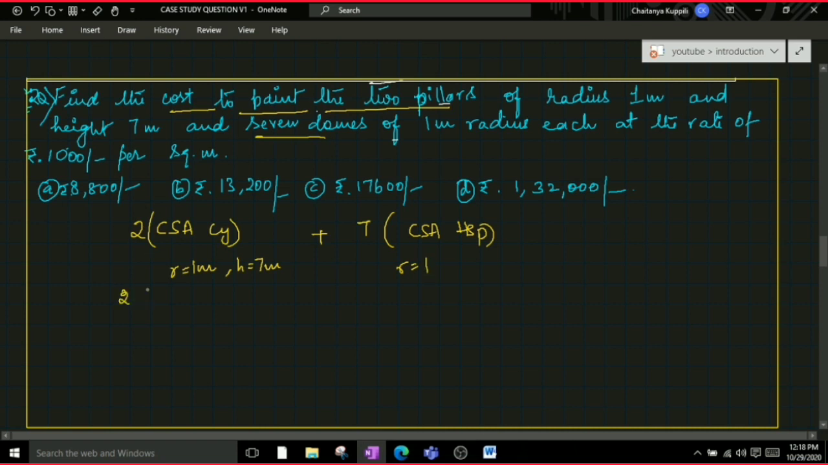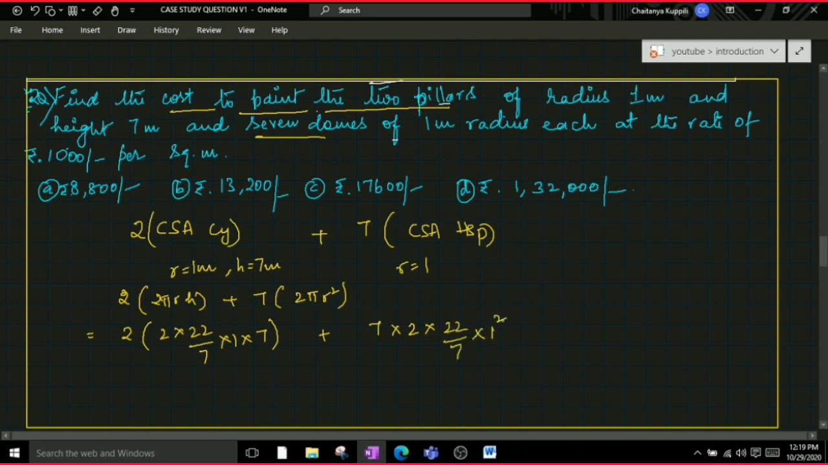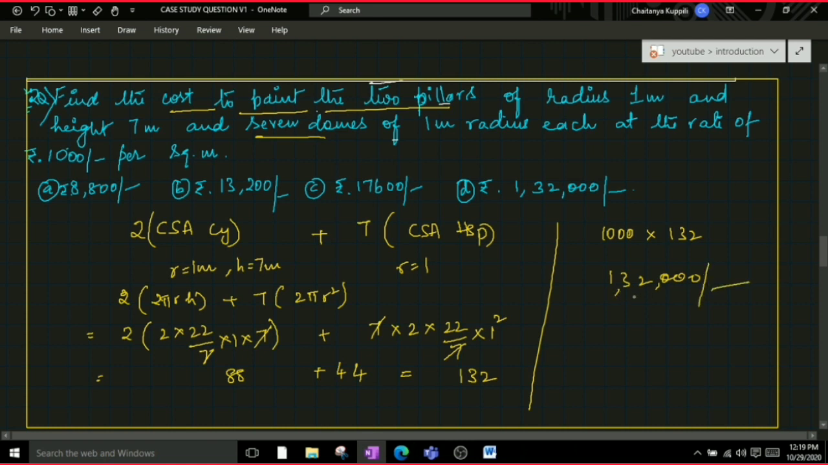So let's substitute the values. 2 into, we know this is 2 pi rh, plus 7 into 2 pi r square. 2 into 22 by 7 into r is 1, h is 7, plus 7 into 2 into 22 by 7 into r square is 1 square. So 7 gets cancelled. This is 44 you have got. 7 here also gets cancelled. Here it is 88. That is equal to 132. Now the total cost, 1000 rupees given, into 132, that is 132 with 3 zeros, so 1,32,000 rupees. Okay, this is the answer.